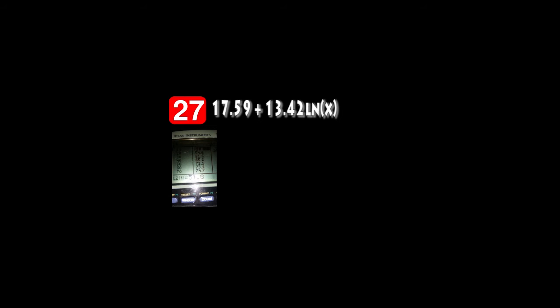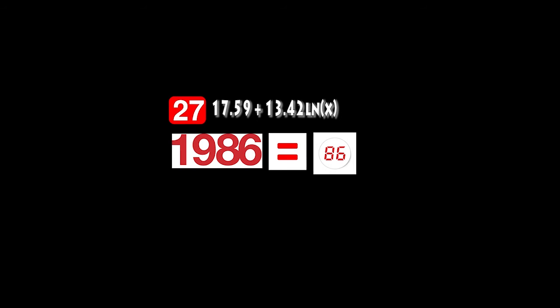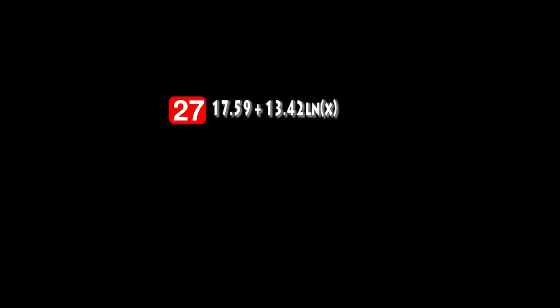We found a logarithmic model for the data, which is y equals 17.59 plus 13.42 times ln x. Recall that 1910 equals 10, 1920 equals 20, 1930 equals 30, and so on. The question is asking the life expectancy of a woman born in 1986. So 1986 equals 86, and we're going to put 86 in the place of x in the logarithmic model.